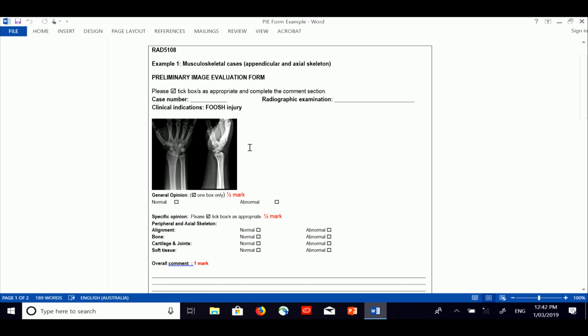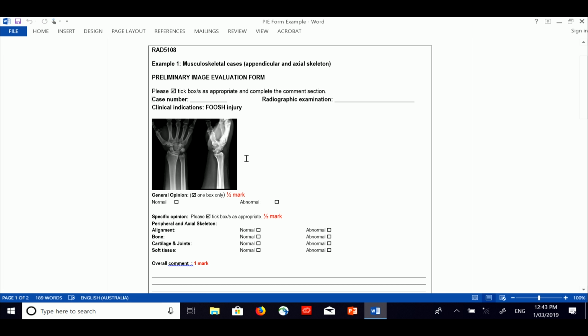So if we go over this case, for example, we can see in the wrist that something is going on, especially here on the lateral view, where we can see that is the lunate, there's the radius, but the midcarpal bones are all posterior. So the capitate is posterior to the lunate. So it has affected the alignment. So you would tick abnormal for alignment.